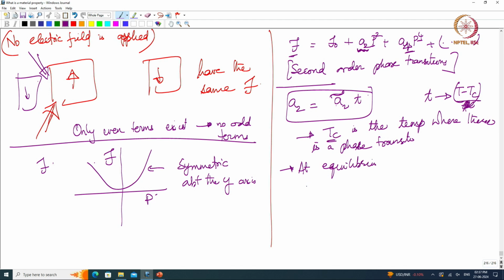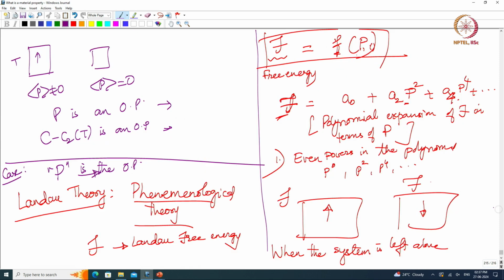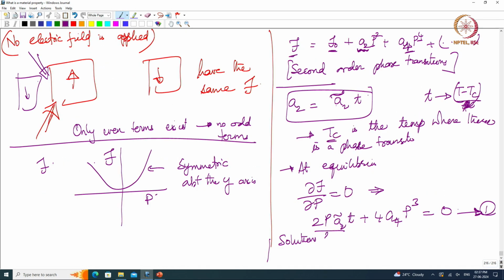Now, at equilibrium, the first derivatives of the free energy are zero. So, ∂f/∂p equals 0, and that means 2 p A2 tilde t plus 4 A4 p cube equals 0. So, how many solutions does this have? This is just a quadratic equation, solutions for equation 1.